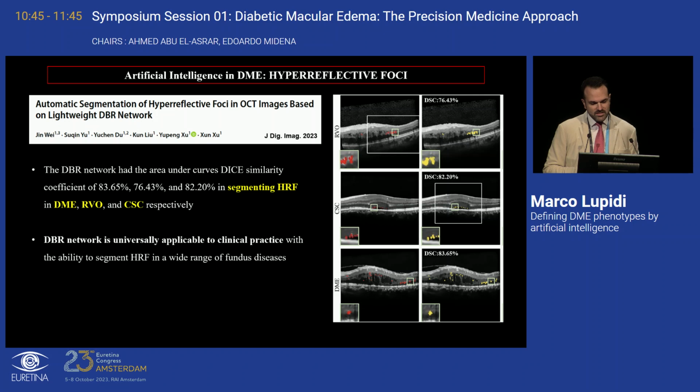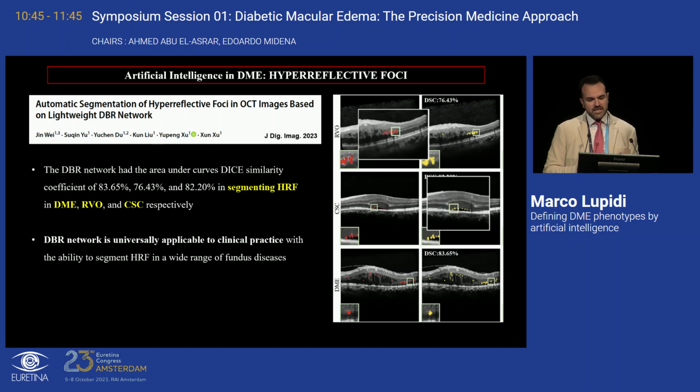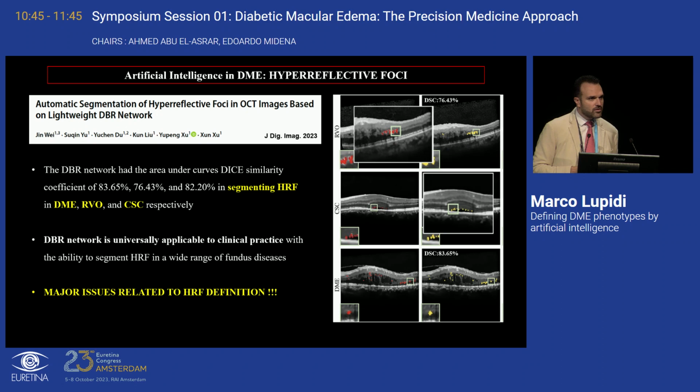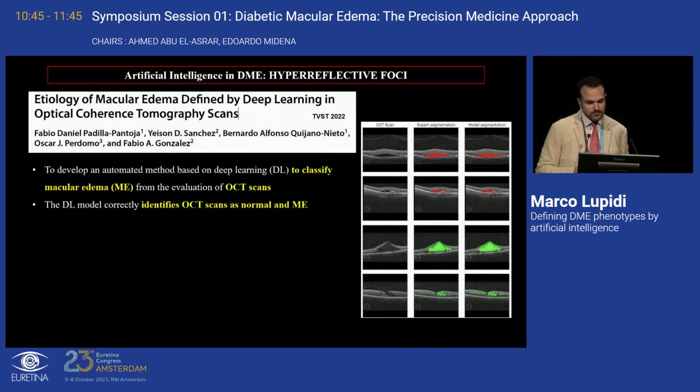hyperreflective foci, for example, which, although detectable on structural OCT by AI, suffer from major issues related to the HRF definition. In this case, you can see that both clusters of hard exudates or granular remnants of the outer segment were defined as hyperreflective foci, which are definitely different from what we mean by hyperreflective foci.